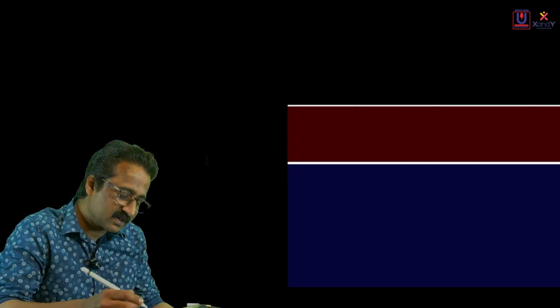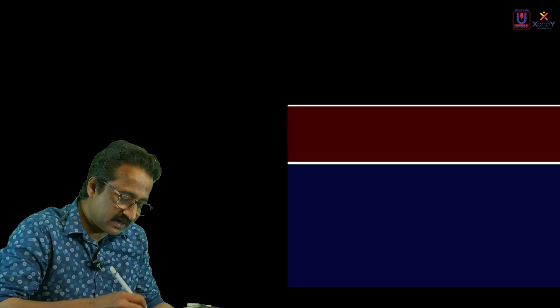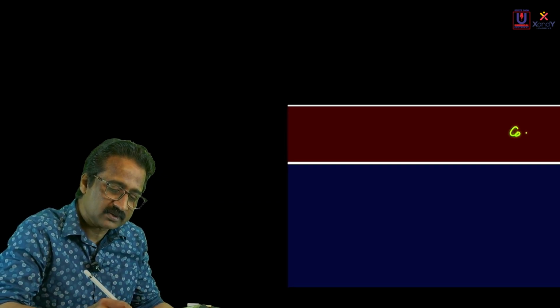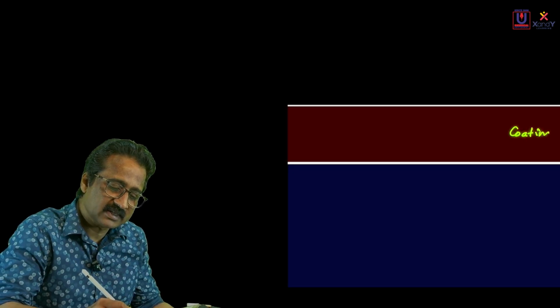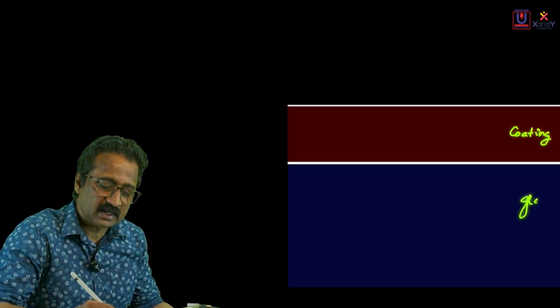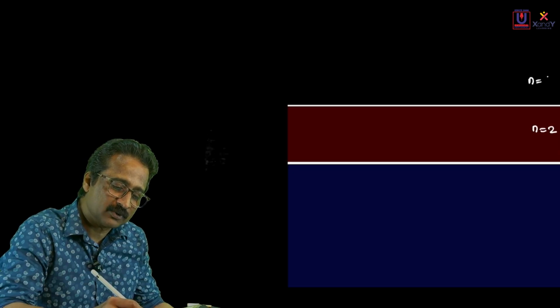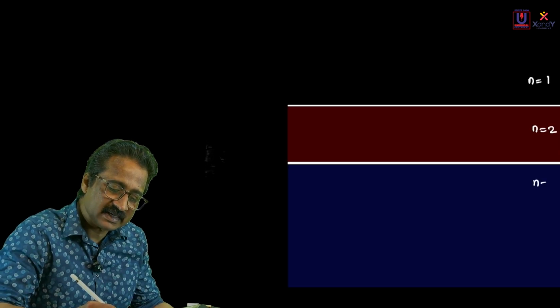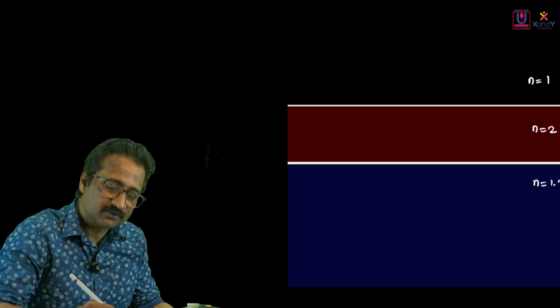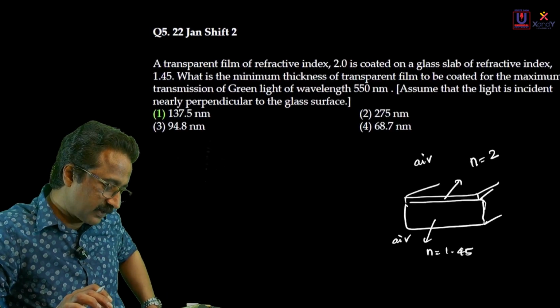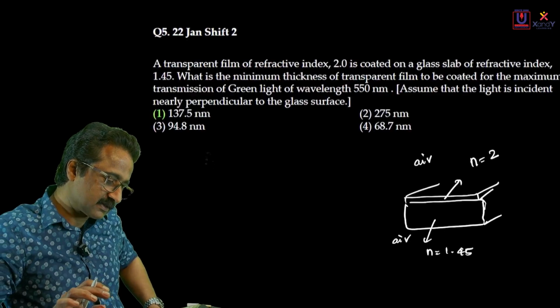So let me just give you a better figure. This can be considered that coating. The red you can see here is a coating. So this is the coating that is mentioned in the question, and this is supposed to be glass. That's the way I consider the figure. So the n of this part is given to be 2. This is air, so n is equal to 1. And here it is n is equal to 1.45 or so. Yes, it is glass.